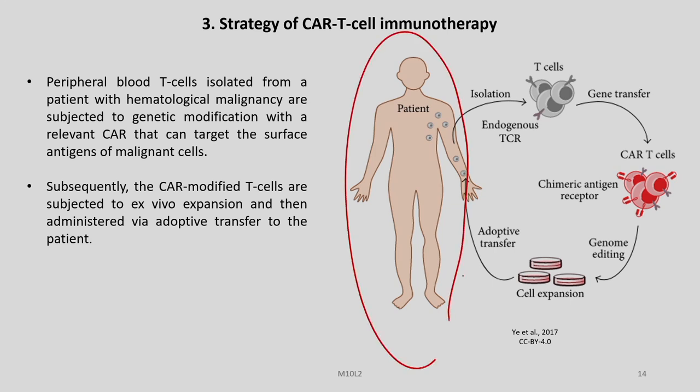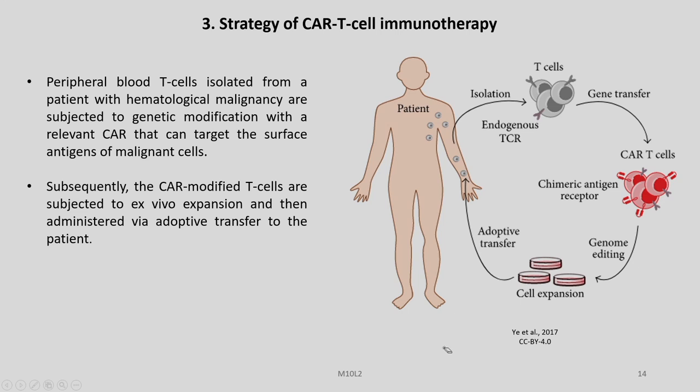So here you can see the patients, and from this patient, T cells are isolated, and these are the endogenous TCRs on these T cells, and there is gene transfer. Then we have these CAR T cells, where you can see the chimeric antigen receptor, and this can be subjected to genome editing, after which the cells are expanded or proliferated and then transferred back into the patients, or the process of adoptive transfer.